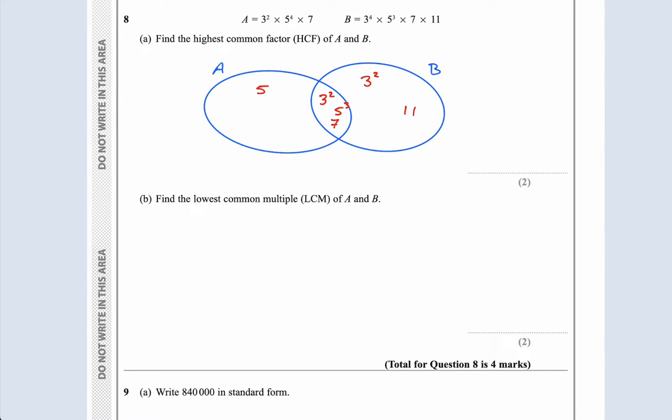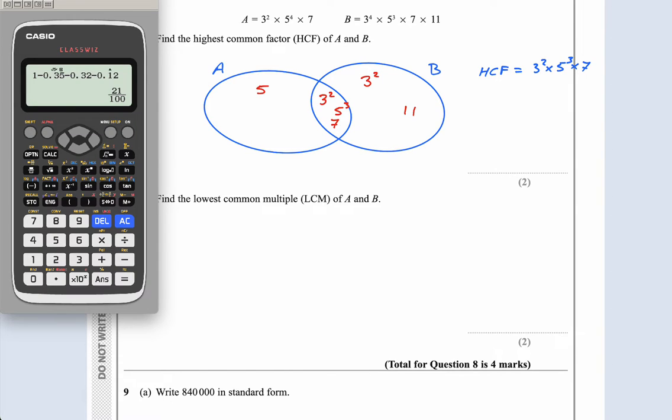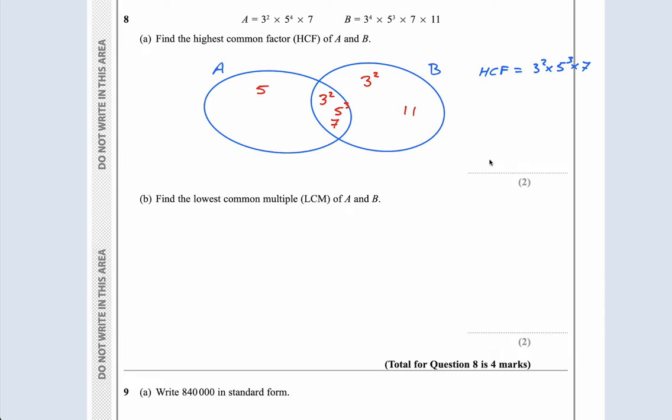So the highest common factor, the way we get our highest common factor, guys, is we just multiply this times this times this. So it's 3 squared times 5 cubed times 7, which equals, let's use our calculator, 3 squared times 5 cubed times 7, 7,875. 7,875.